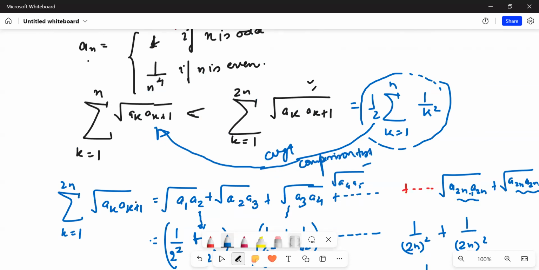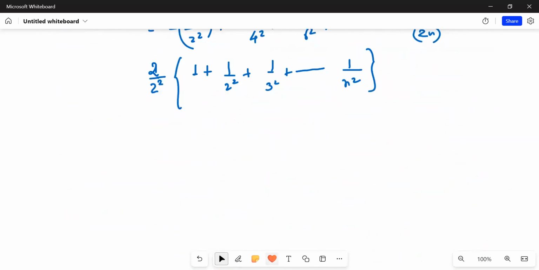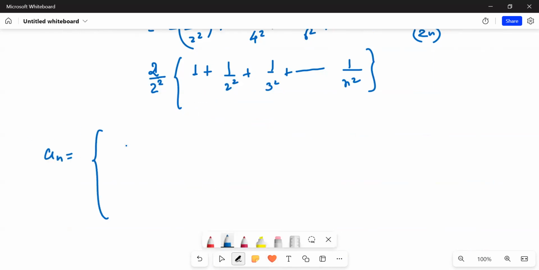Now, does it imply that summation a_n is convergent? Indeed, it is not. See why? I know what a_n is for generating this kind of pattern. What I took as a_n was 1 if n is odd, and 1 upon n to the power 4 if n is even.